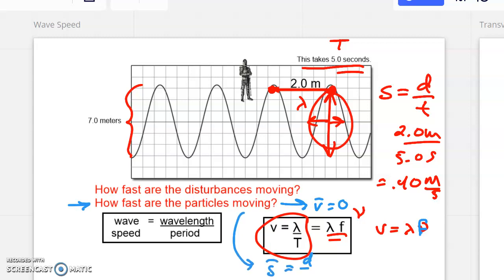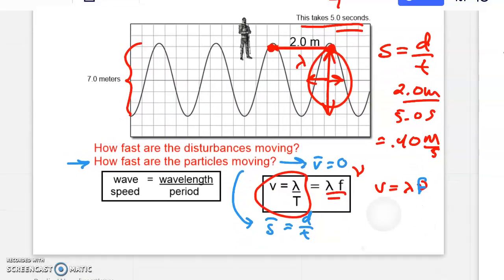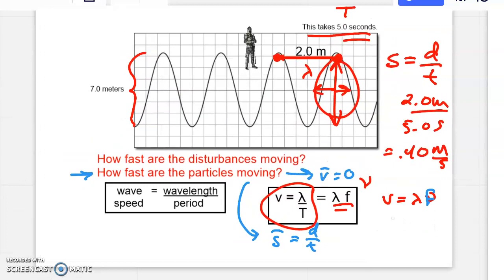And if you think about average speed, that's going to be distance divided by time. And so, of course, distance divided by time is going to be, well, think about what it does in this y direction. It goes 7 meters and 7 more meters. And so it's going to travel 14 meters in the 5 seconds. And that looks like that's going to be 2.8 meters per second. So this isn't always the case, but in this case, the particles themselves are moving with a much greater average speed than the disturbances are moving.